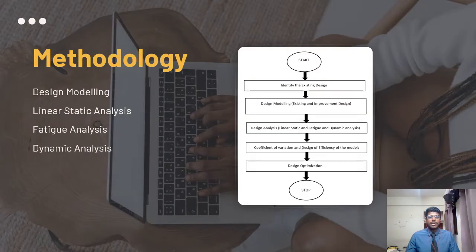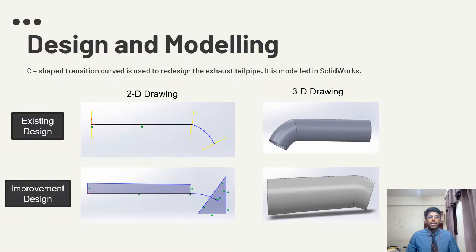Next will be methodology. Methodology consists of design modeling, linear static analysis, fatigue analysis, and also dynamic analysis. For design and modeling, we use the SolidWorks. By using the C-shape transition curve, we were able to improve the design, as you can see for the improvement design. You can see the 2D and the 3D drawing here.